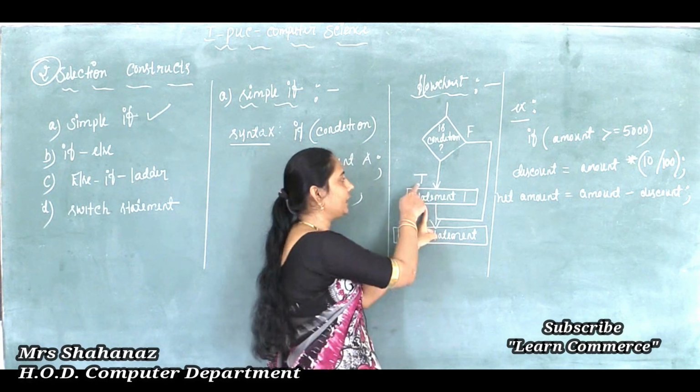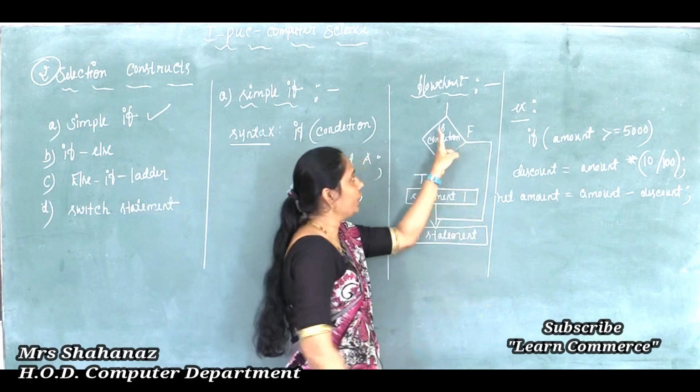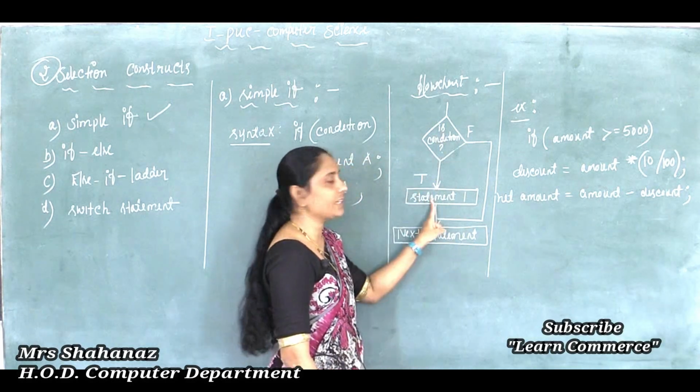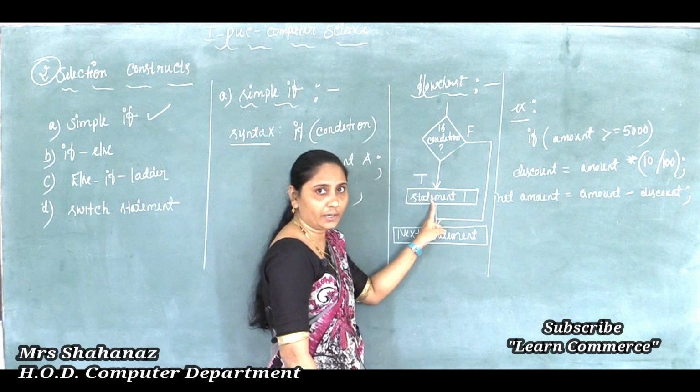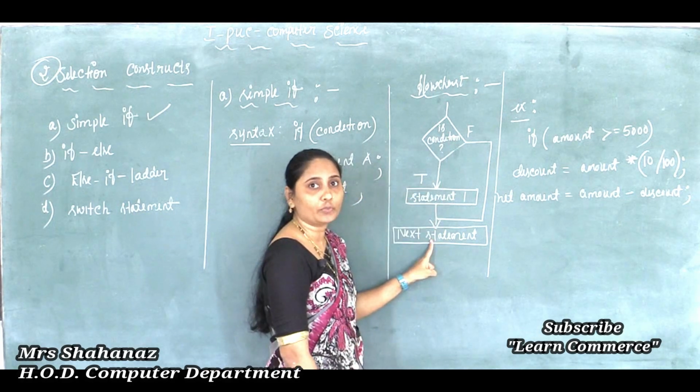Here I have written T, which means true, and F means false. If the condition is true, this statement is executed. Clear? If the condition is false, it comes out of this structure.